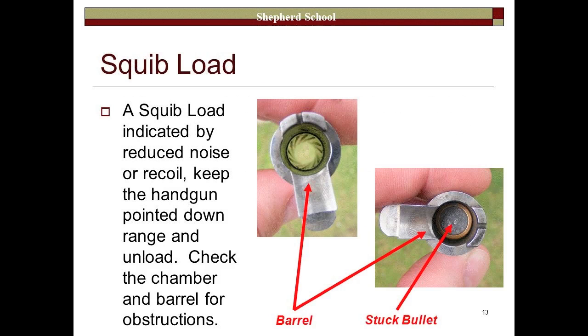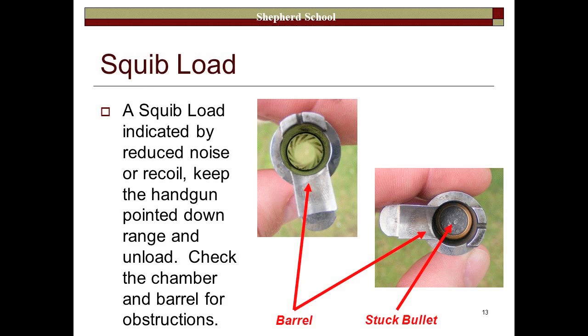When you're shooting the gun and you hear bang, bang, bang, and then a pop or a whiz or a whistle, reduced noise, reduced recoil, something different, you might have had a squib load. The way you deal with a squib load is you unload the gun, then you check the chamber and the barrel for obstructions. Generally, you do that by putting a cleaning rod through the gun after you have cleared it and made sure that it's empty. You do not want to have a squib load with a stuck round and then fire another round behind it.